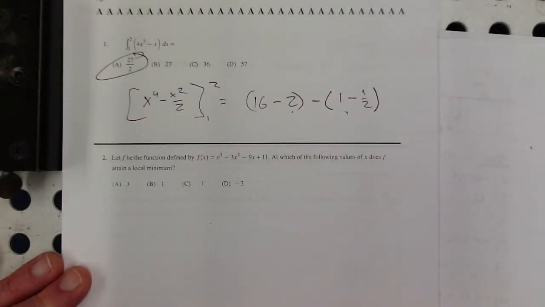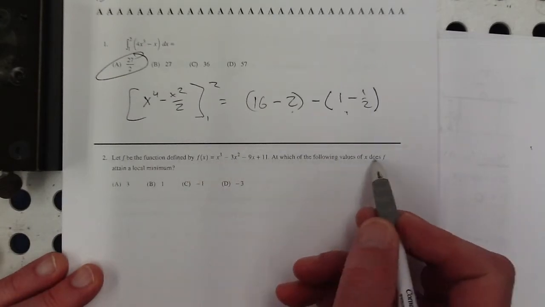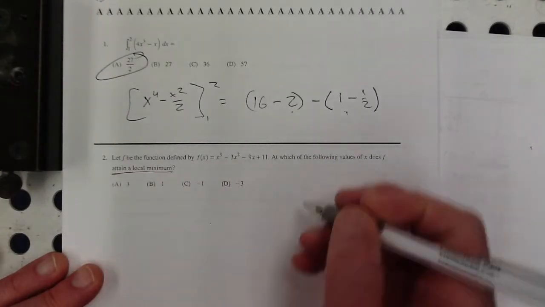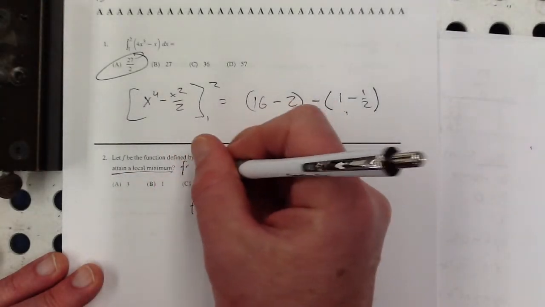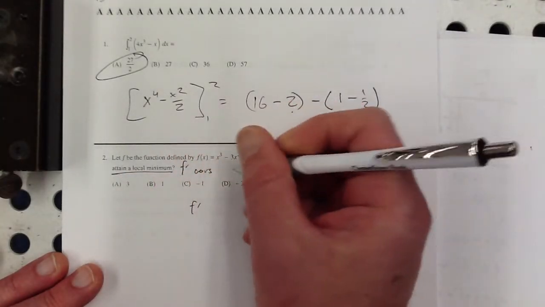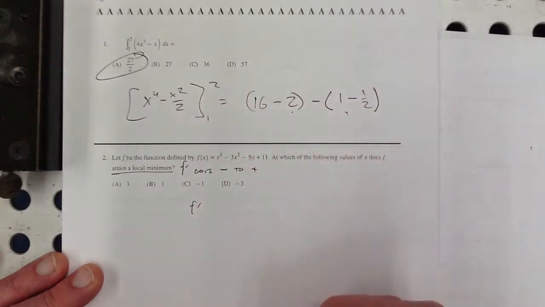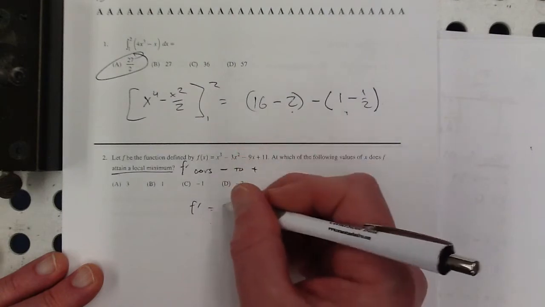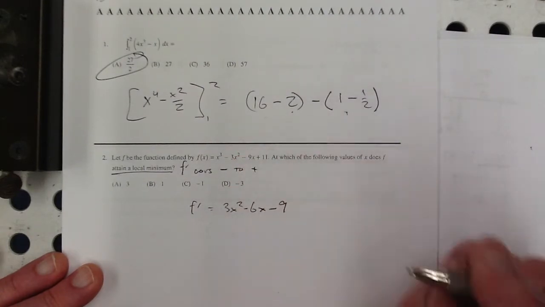I definitely don't want to spend more time than I need to on easy questions. Let this function be defined by blah. For which of the following values do we have a local minimum? Okay, so I need to find the derivative, and the local minimum is where f prime goes from negative to positive. So f prime is equal to 3x squared minus 6x minus 9.